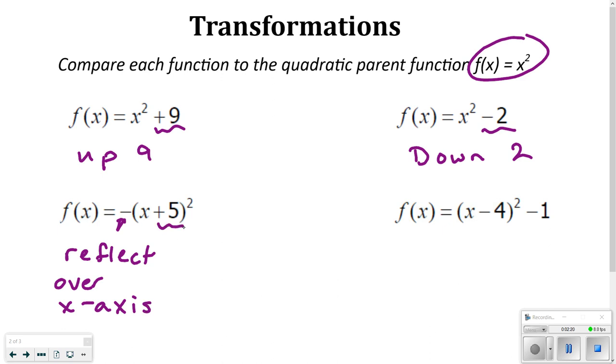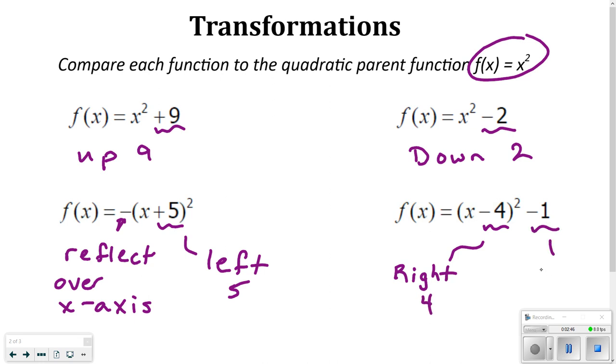And we have a plus 5 inside of the parentheses being squared. The plus 5 means that it's going left 5 units. And then lastly, we have a minus 4 inside, so that's going to actually mean that we're going right 4 units. And the minus 1 here means that we are going down 1 unit. So there's a variety of transformations. These are some of them. They're pretty easy to recognize. And again, you saw this in Algebra 1, so this should all be just a nice refresher.